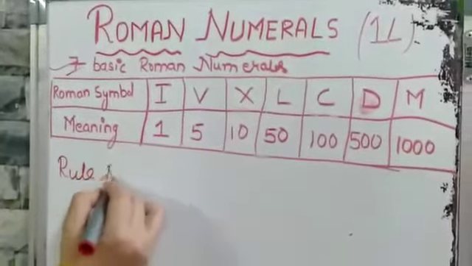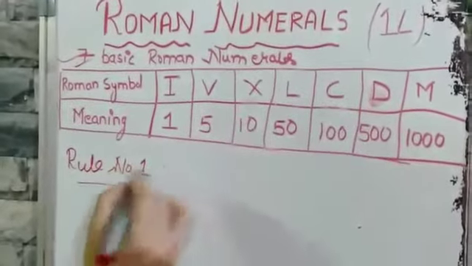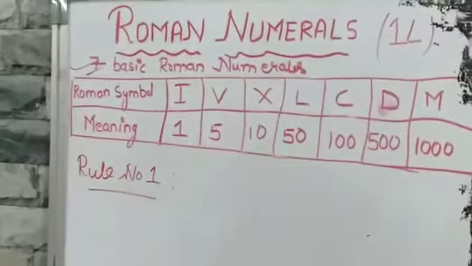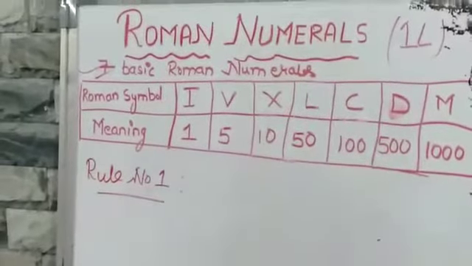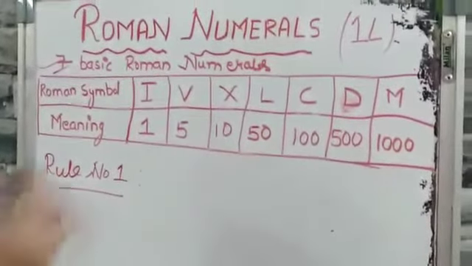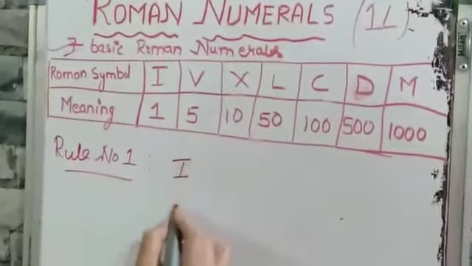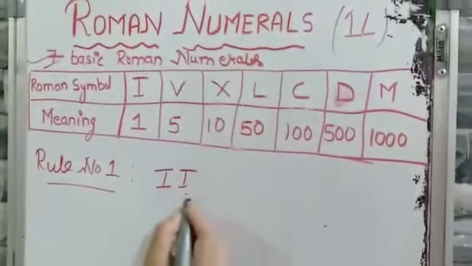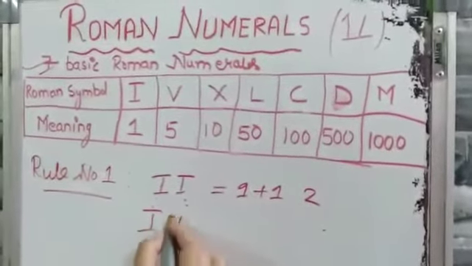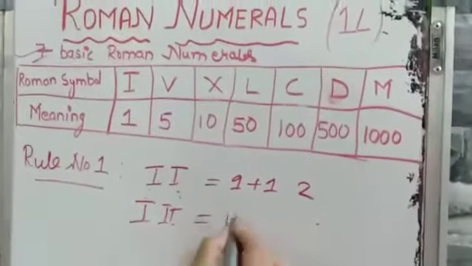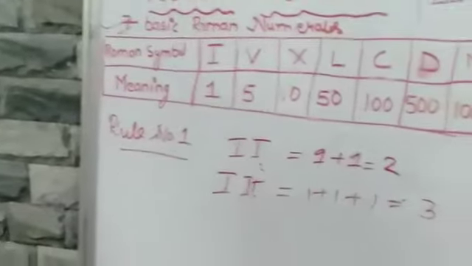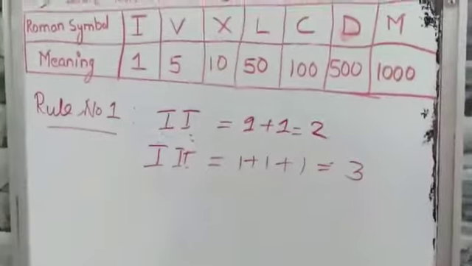Rule number 1 states that if any of these symbols is repeated, when any symbol is used more than once, we have to add its value each time to get the number. For example, if the symbol I is repeated twice, then we add its value, 1 plus 1 gives 2. If it is repeated thrice, then 1 plus 1 plus 1 equals 3.